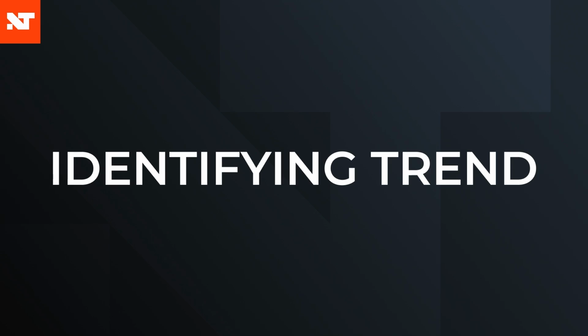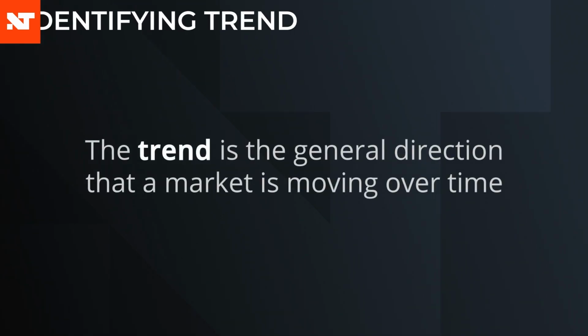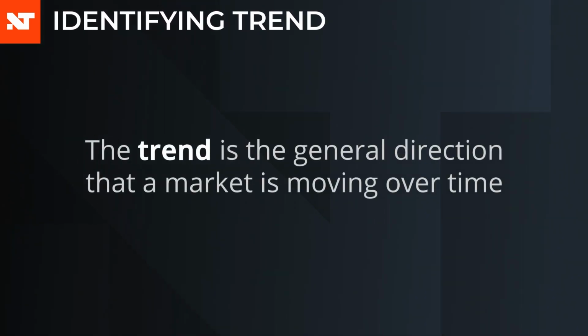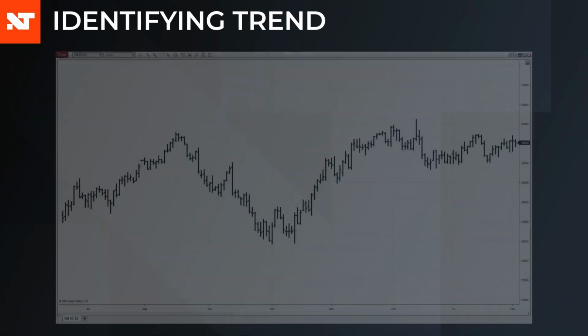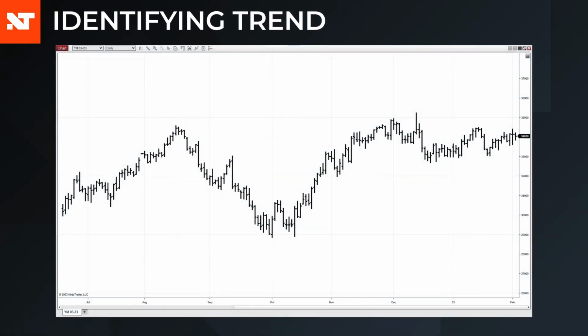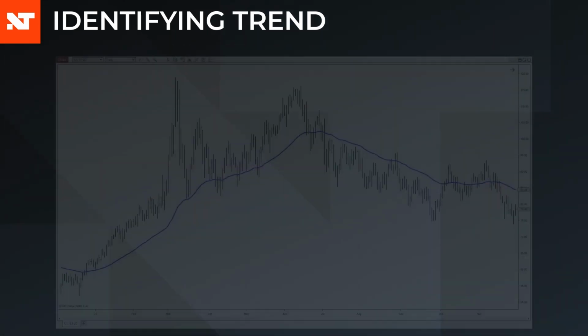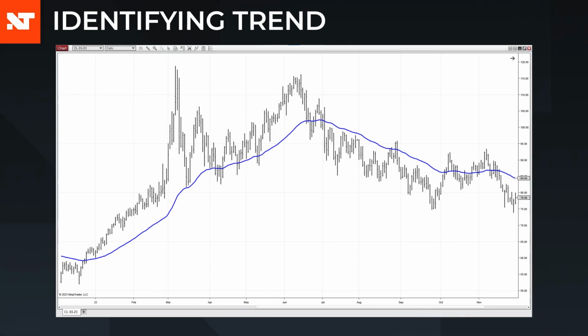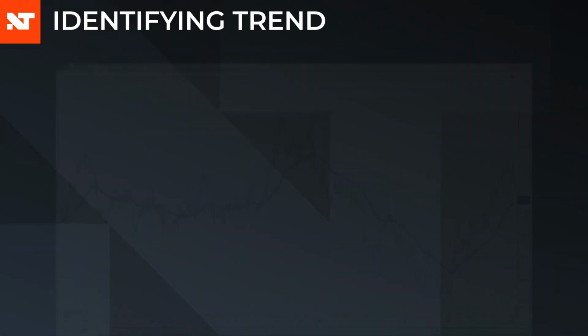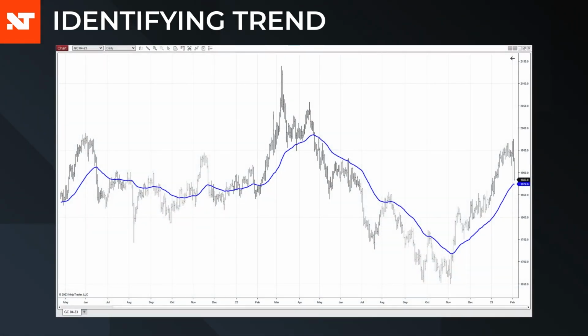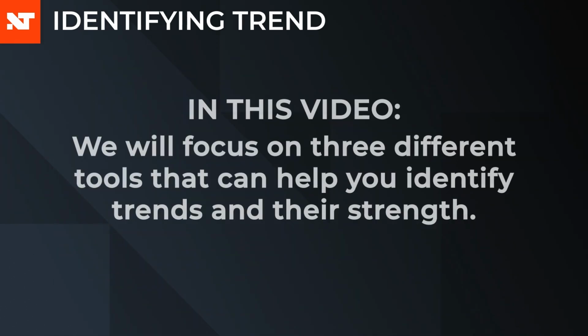Identifying trend. The trend is the general direction that a market is moving over time. Ideally, a trader can take advantage of the observed trend to make successful trades. Understanding what the current trend is, and if that trend is changing, can help you participate in the market in an informed way. In this video, we will focus on 3 different tools that can help you identify trends and their strength.